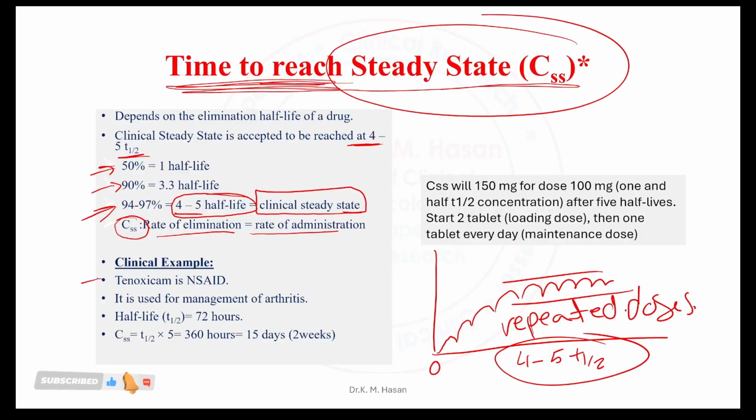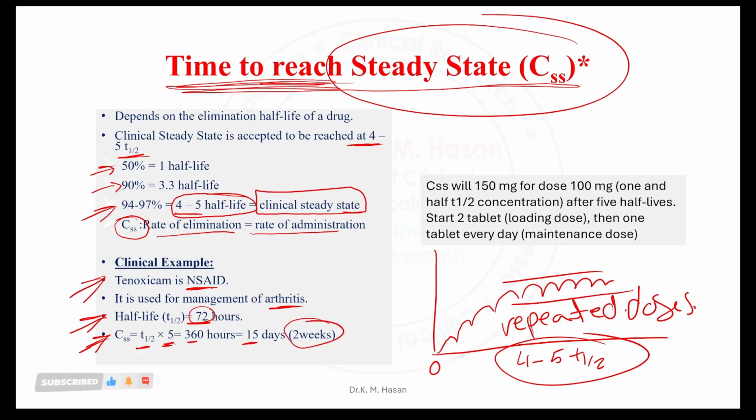I will go to the example here. We have a medication called tenoxicam, a non-steroidal anti-inflammatory medication used for the treatment or management of arthritis. The half-life of this medication is 72 hours. The question now: how much time is needed to achieve the steady state plasma concentration? We take the half-life and multiply by 5: 72 multiplied by 5 is 360 hours. This is equal to 15 days, around 2 weeks.